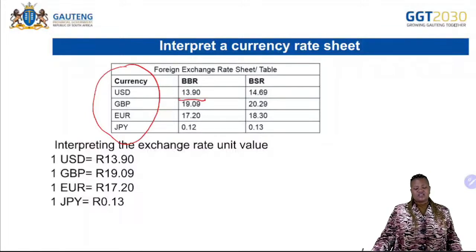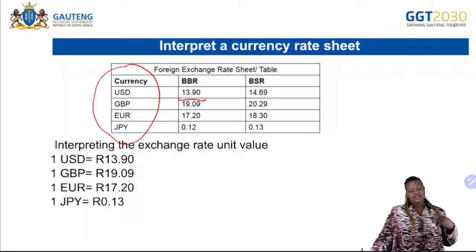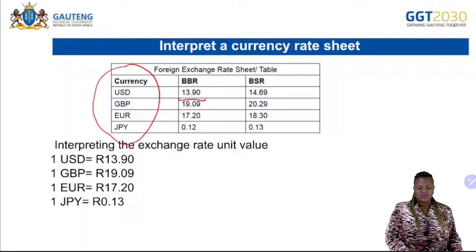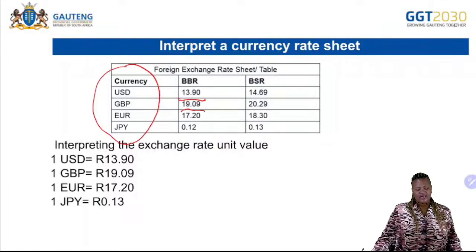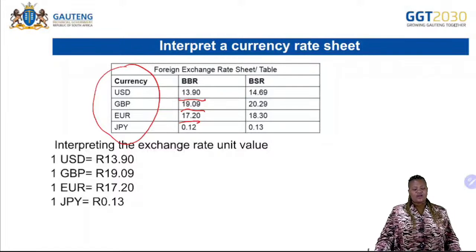The bank buying rate is 13 Rand. For $1 US, it will be 13 Rand 90. And for 1 Great British Pound, it will be 19 Rand 09. And for 1 Euro, it will be 17 Rand 20. And for 1 Japanese yen, it will be 13 cents.